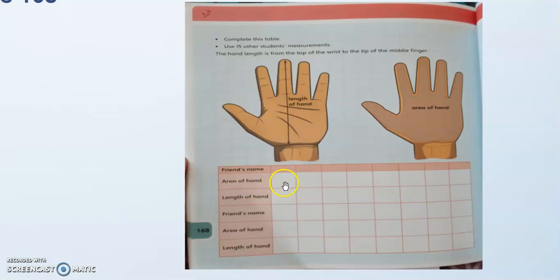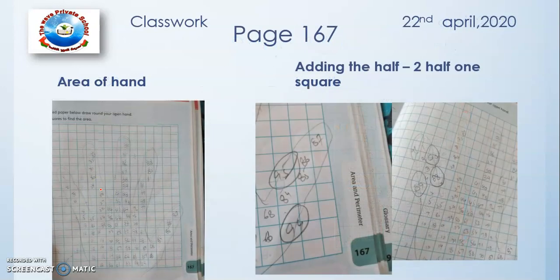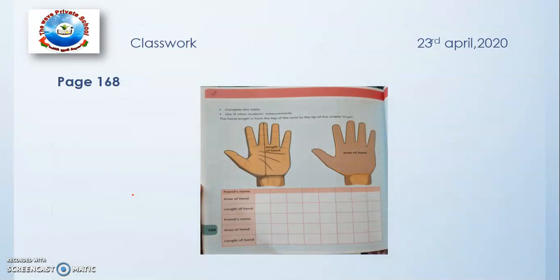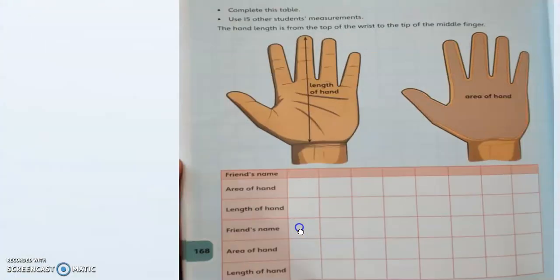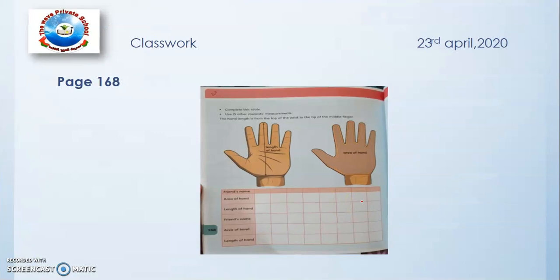After that you need to find the area of their hand, and you can use the grid paper like we did here. This one grid paper, you can use this paper to find the area. And then you have to write here the first person's, the second person's, and then you need to find the length of the hand, first person and the second person. So first person write here, the second person you can write here, because no need to find for 15. As we all know, we are facing some problem.